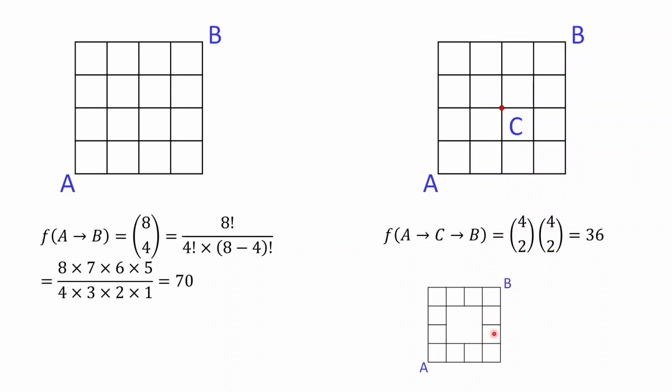So for our own problem, which doesn't have this middle point, the solution would be the total, in this case, minus the ones that are not valid. So in this case, 70 minus 36 is 34. You could also achieve 34 using this method.